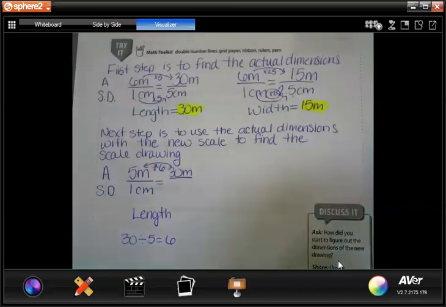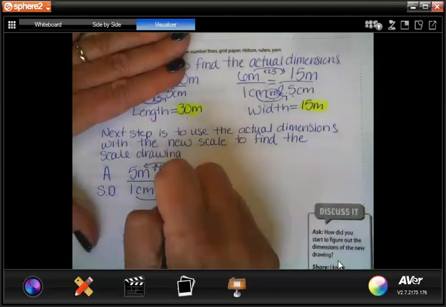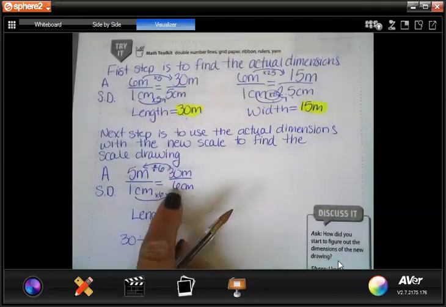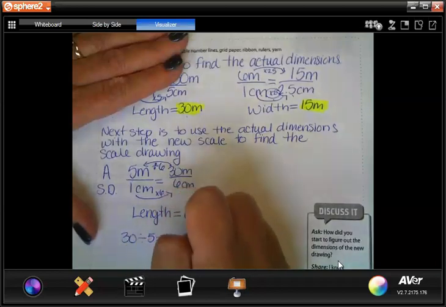So what that means is we're going to take this 1 centimeter and multiply it by 6. And that's our new length. Our new length is 6 centimeters.